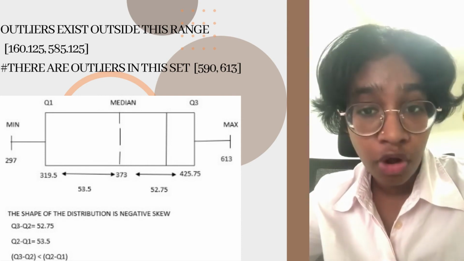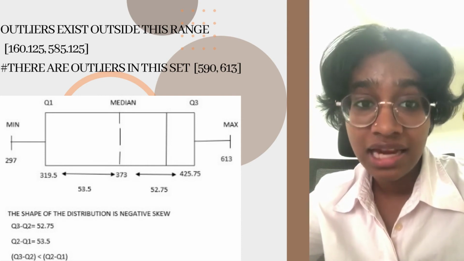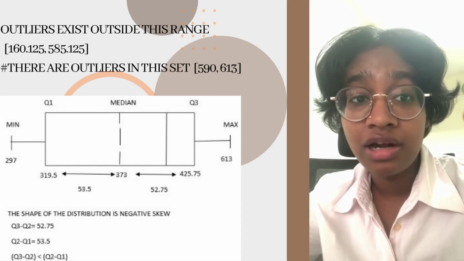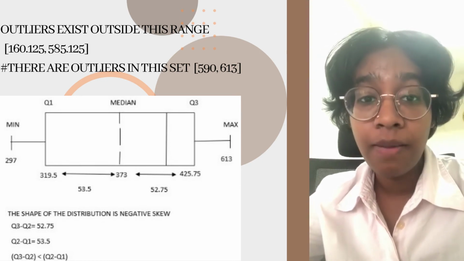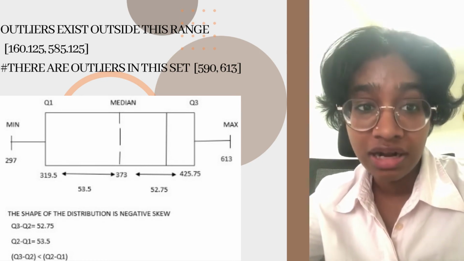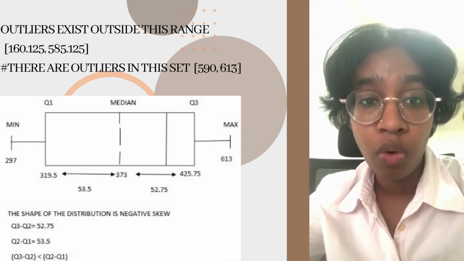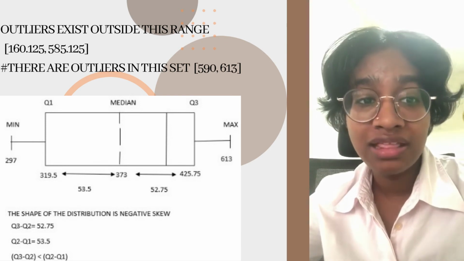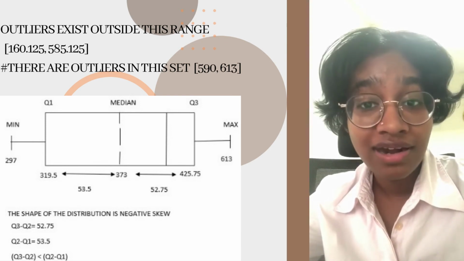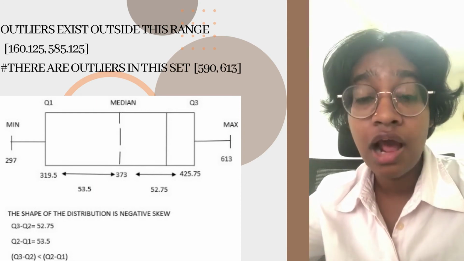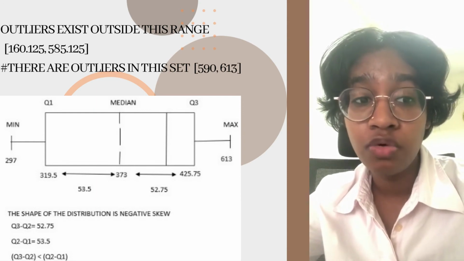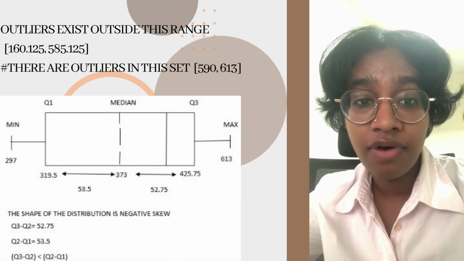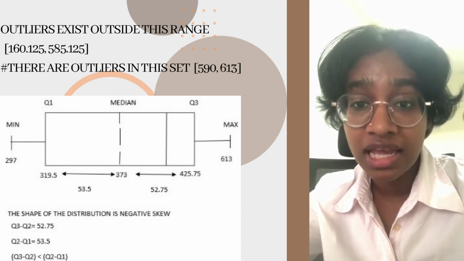Moving on, to see if there are any outliers in our data set, we have to find our upper and lower limit. Before that, I calculated our interquartile range as shown in the slides. In order to find it, we subtract Q1 from Q3. Therefore, we get 106.25 as our interquartile range. It is proven that there are outliers in our data set, which are 590 and 613, as they exist outside the range of 585.125. Lastly, I did our box plot with all the information that I had, and I found that the shape of our distribution is negatively skewed.